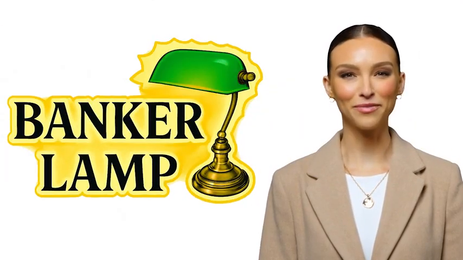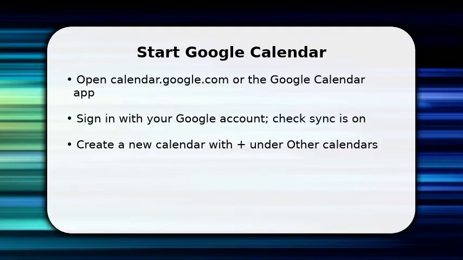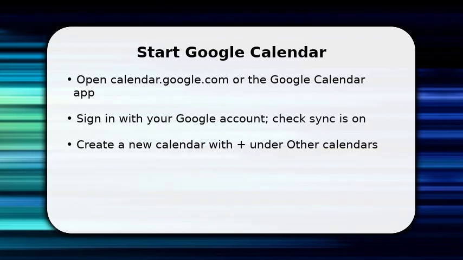You begin by opening Google Calendar and signing into your Google account. This connects all events across devices. Create a dedicated calendar for work or personal use now, then choose a color to visually separate entries.